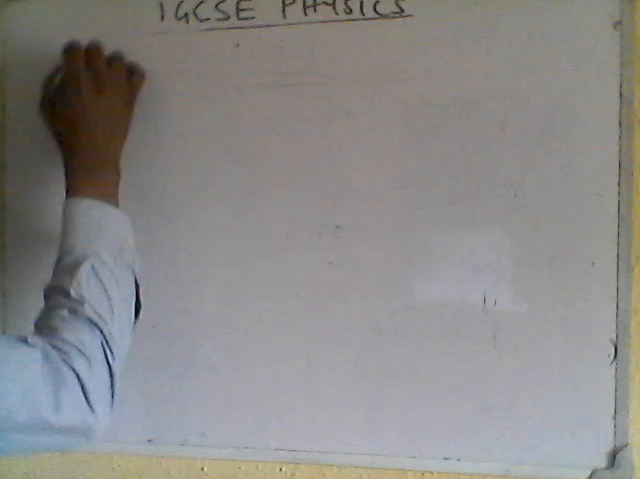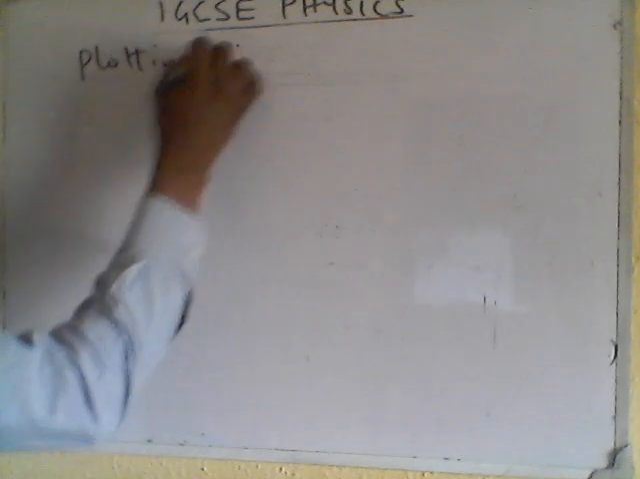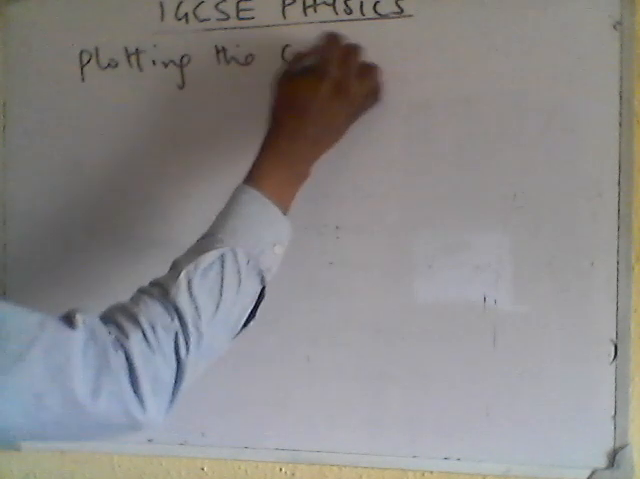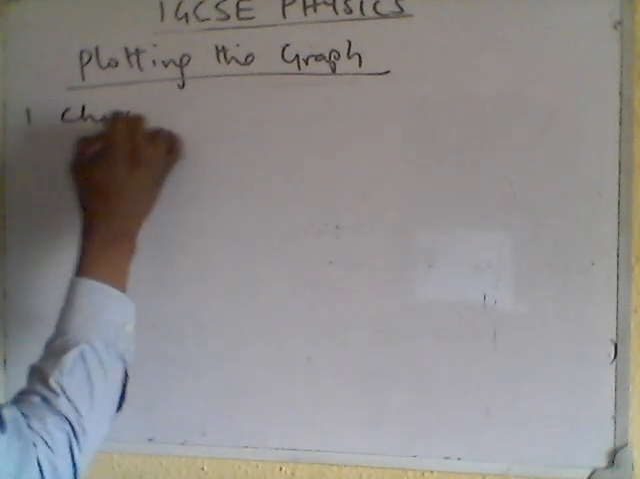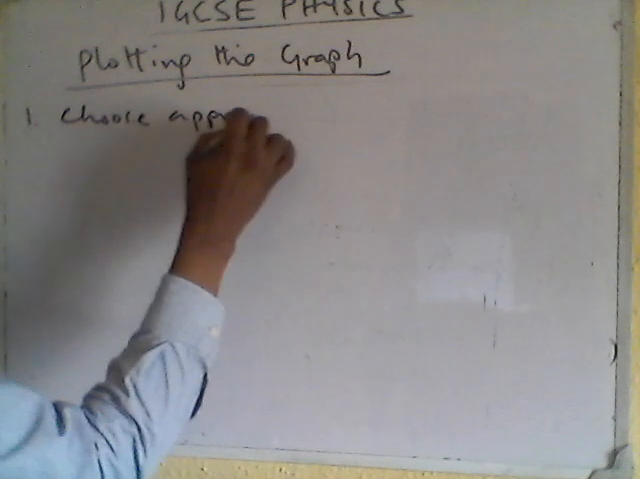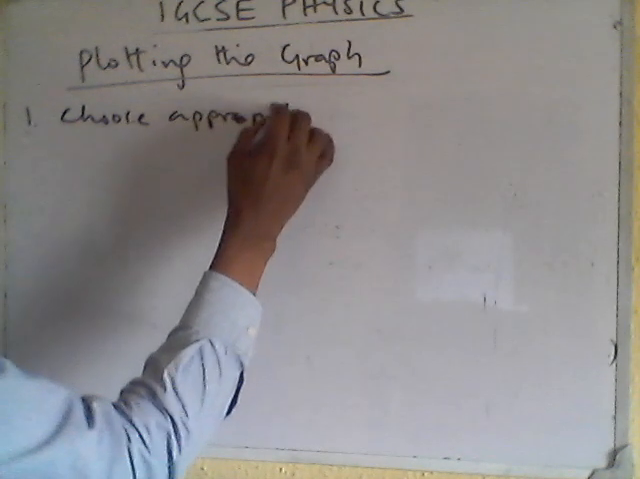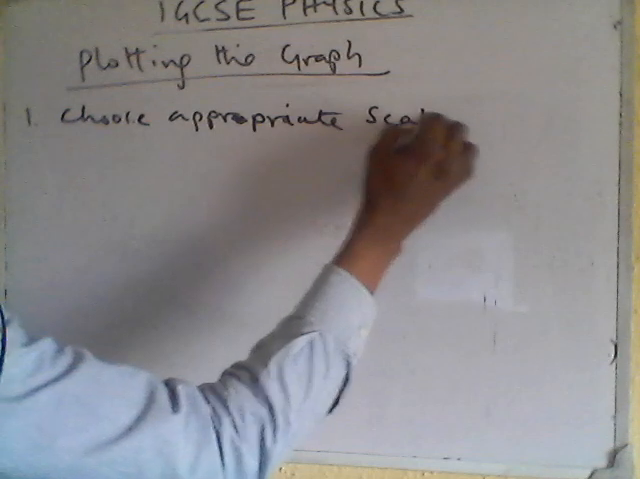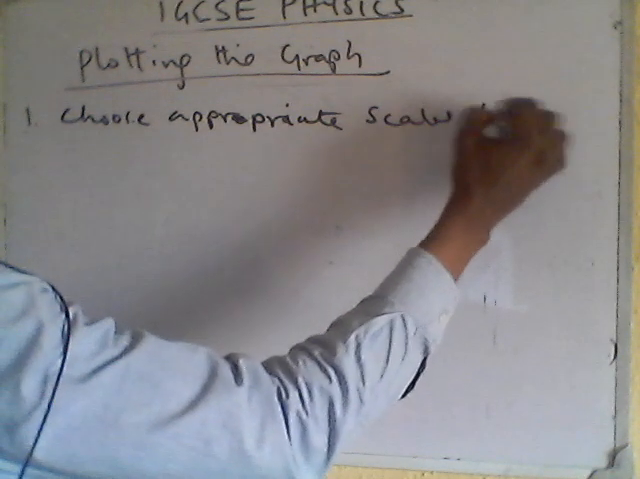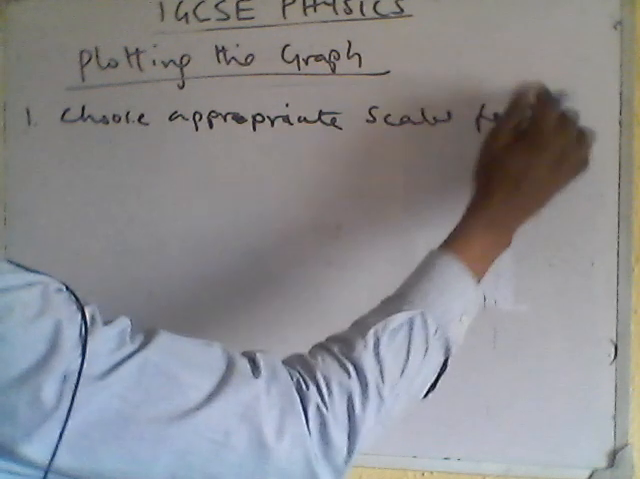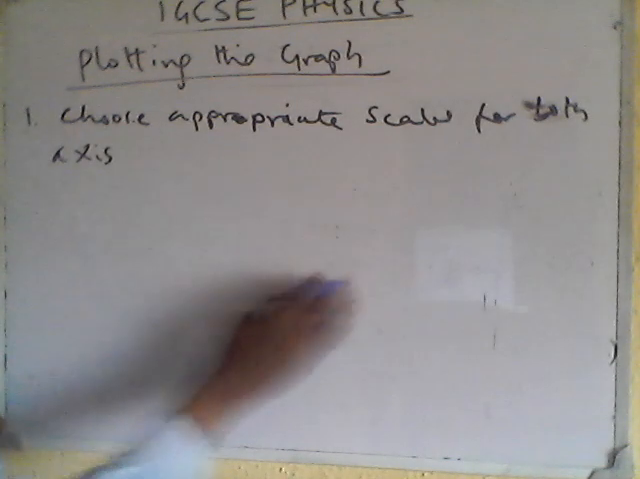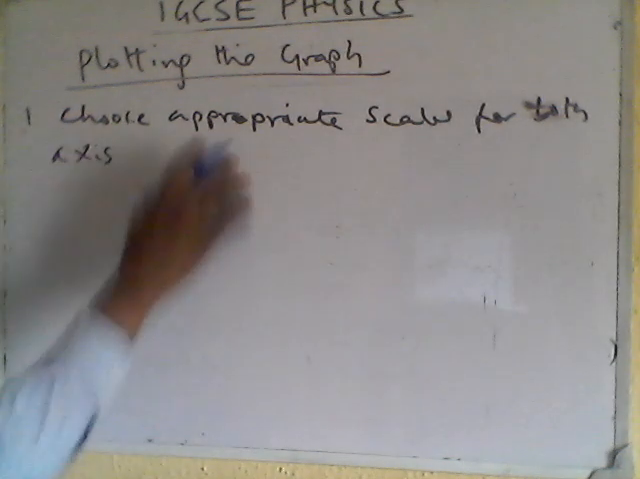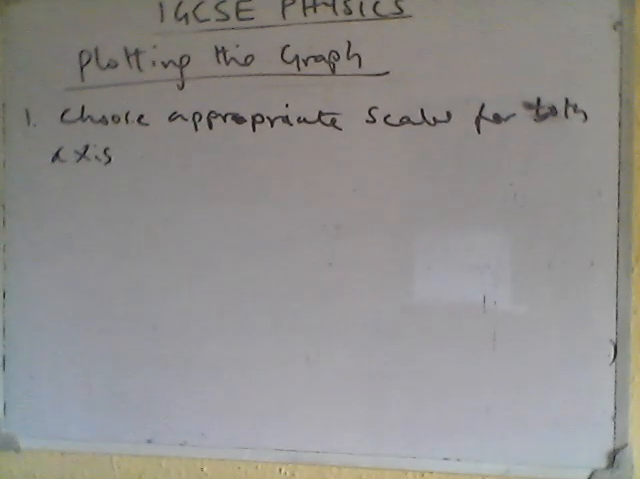So in plotting the graph, we'll do the following. The first is for us to choose appropriate scales for both axes, meaning that we'll look at the divisions, the calibrations of the x and y axes, and you mark them accordingly.